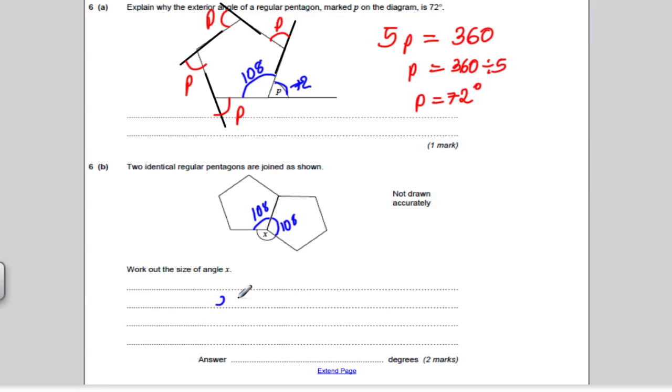So X must be equal, angles around a point add to 360, so it must be 360, subtract 108, subtract 108. And you will get 144 degrees, which looks reasonable. And again, quite a nice easy question. Next one, pause the video, have a go, and then check your work and correct if needed.